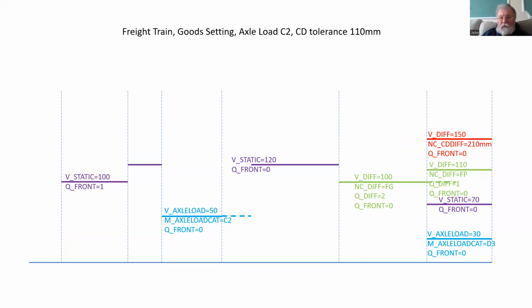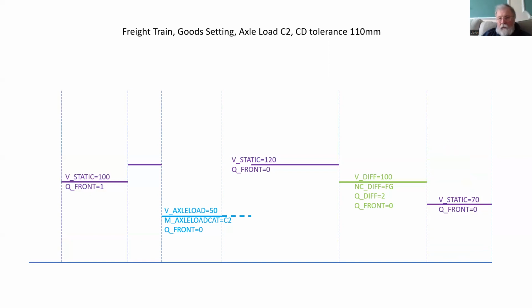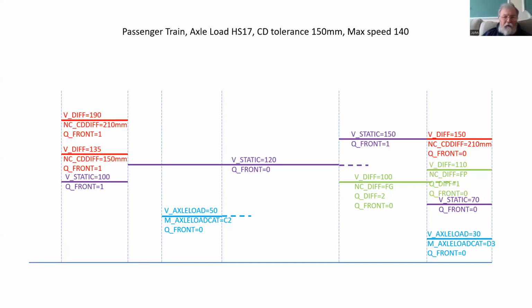And in the last section, the only speed which is applicable is the basic speed profile. The axle load doesn't apply because it's for much heavier trains at D3. So now we have a speed profile for that particular train. And we can apply the same principles for a different train on the same track. Let us look at a passenger train.